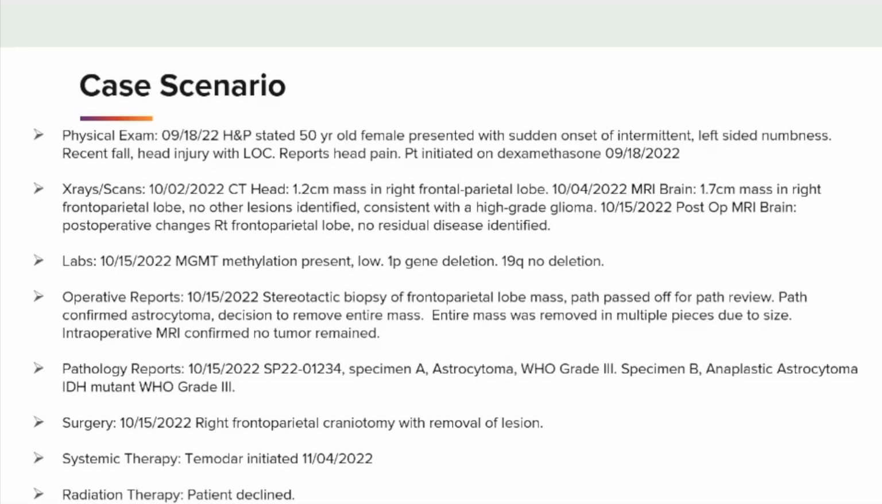The pathology report showed astrocytoma Hu grade 3 in specimen A and an anaplastic astrocytoma IDH mutant Hu grade 3 in specimen B. The surgery was titled right frontoparietal craniotomy with removal of lesion, and the Temodar was initiated on 11/4/22, and the patient declined radiation therapy.